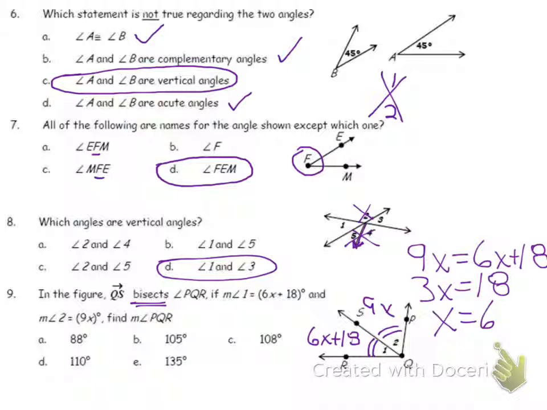Now, it doesn't want to know what x is. It wants PQR. PQR is the whole thing. Well, let's see. If I know that angle PQS is 9x, I can do 9 times 6, which gives me 54. So that's one of the angles. And if they're both 54, I can do 54 plus 54, and my answer is 108.